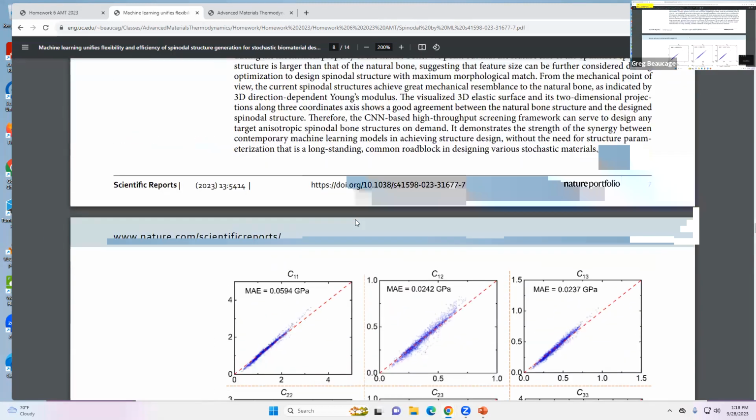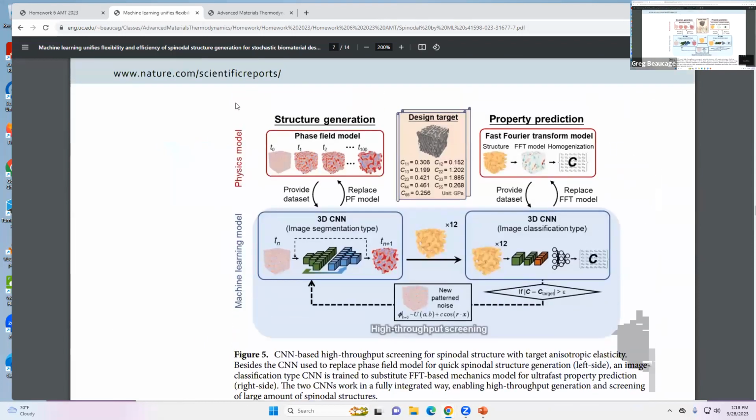So, all right. So anyway, you can kind of read about how this works. He shows a little bit.